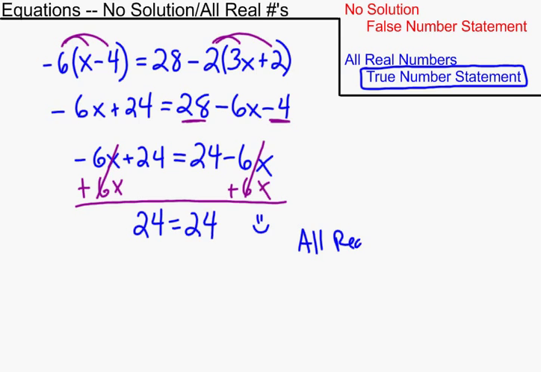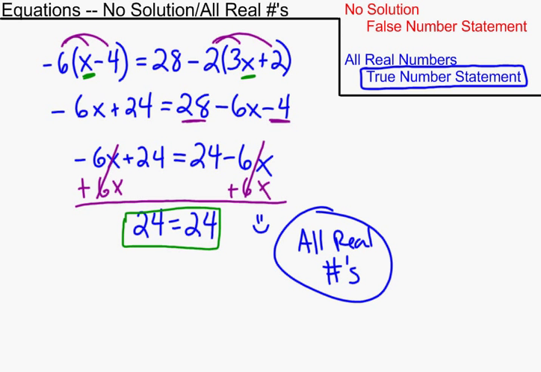So what does that mean? That means that if I choose any number in this world and come up here and plug it in for the x value, it's going to make both sides the same. So if all of my variables cancel out, I have either no solution or all real numbers, and I just check to see if I have a false number statement or a true number statement. Don't just leave the answer like 24 equals 24, because I already knew that fact. Tell me what that means. Tell me that it means there are all real numbers as my solutions.